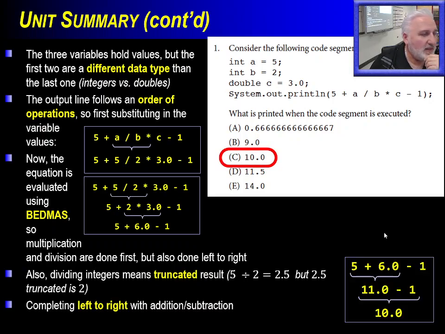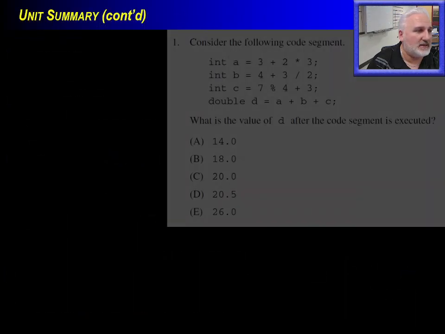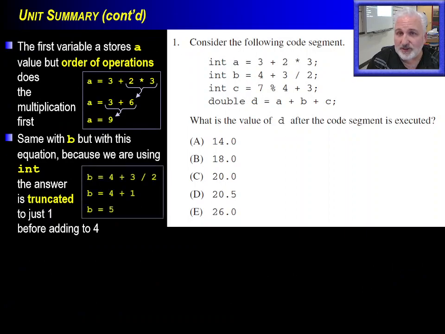All right, we've already covered that. Then go left to right. So the final answer is going to be 10, as I mentioned. 10.0 is going to be the answer because it's going to spit it out as a calculated value in the end. All right, here's another type of question.